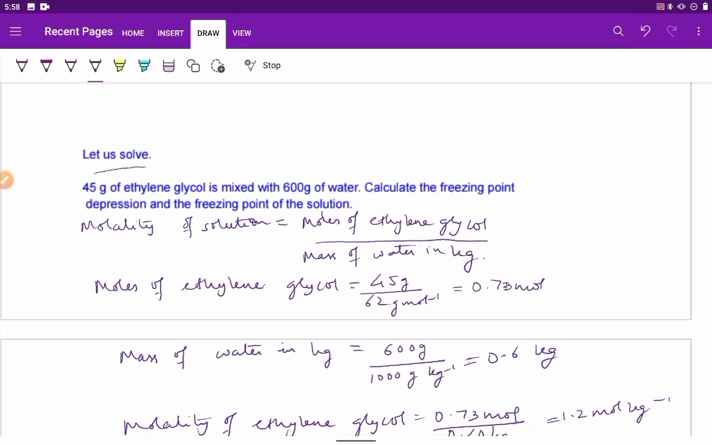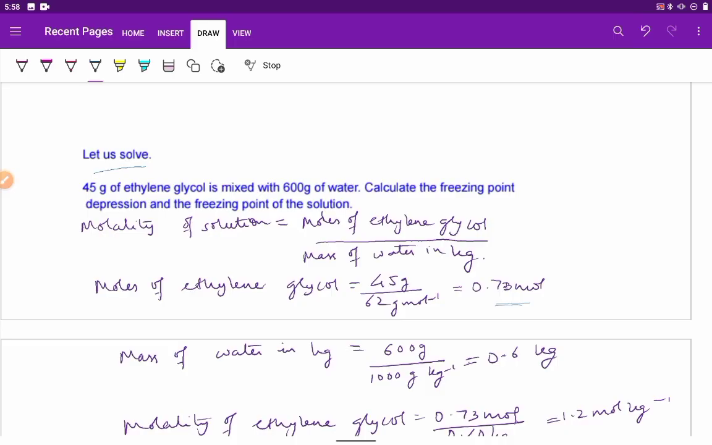So let us solve. 45 grams of ethylene glycol is mixed with 600 grams of water. Calculate the freezing point depression and freezing point of the solution. First of all, we have to find out molality. Molality of the solution will be moles of ethylene glycol divided by mass of water in kg. Moles of ethylene glycol: it is given 45 grams, so W2 by M2, that is 45 g divided by 62 grams per mole. From here we get 0.73 moles. This is the moles of ethylene glycol.